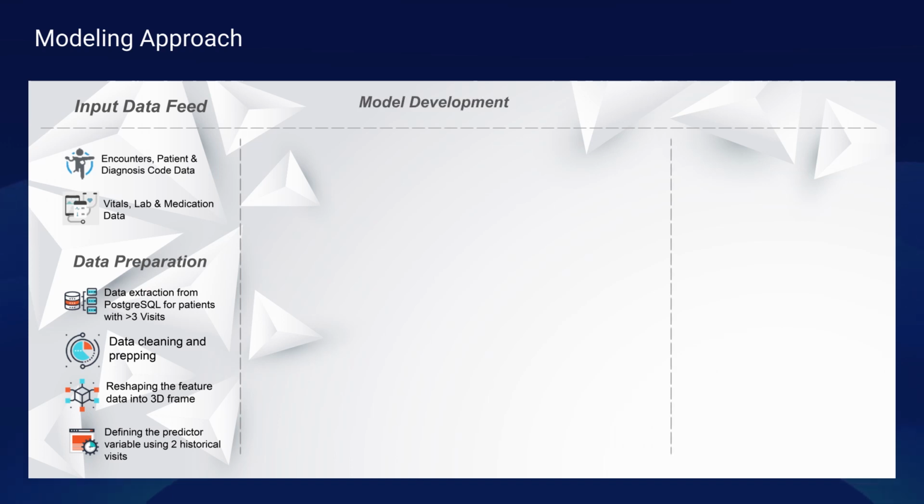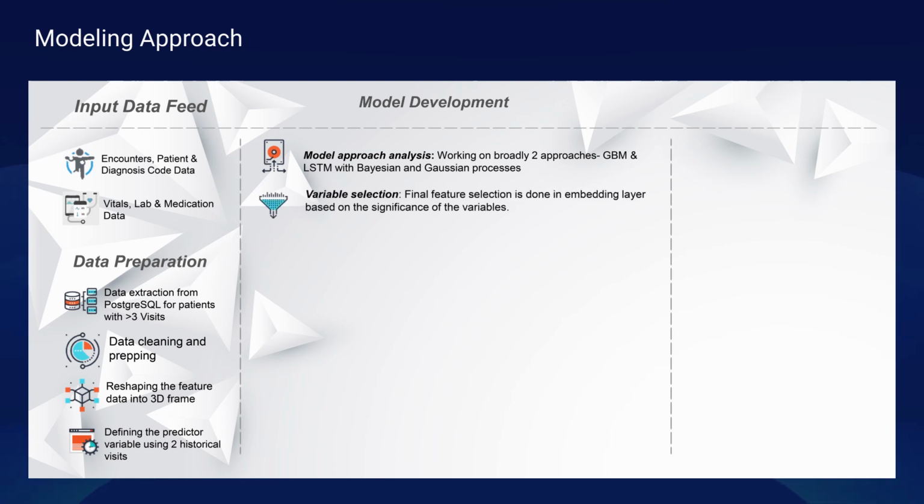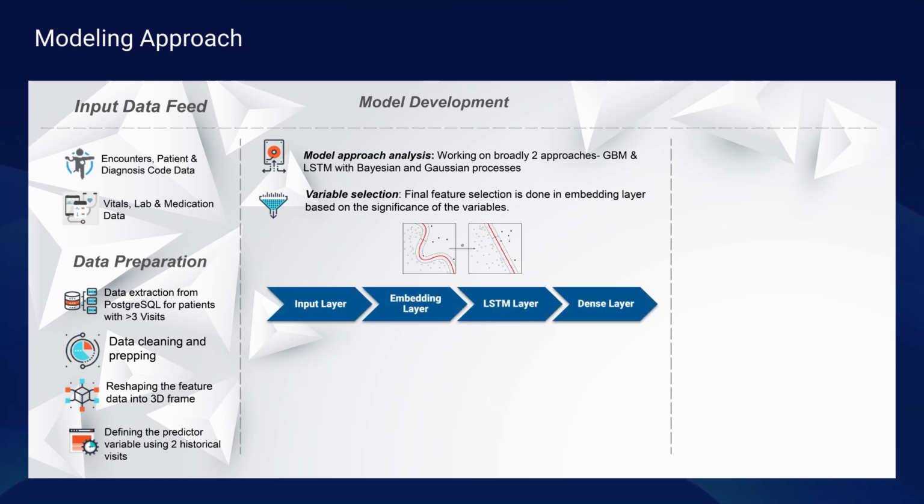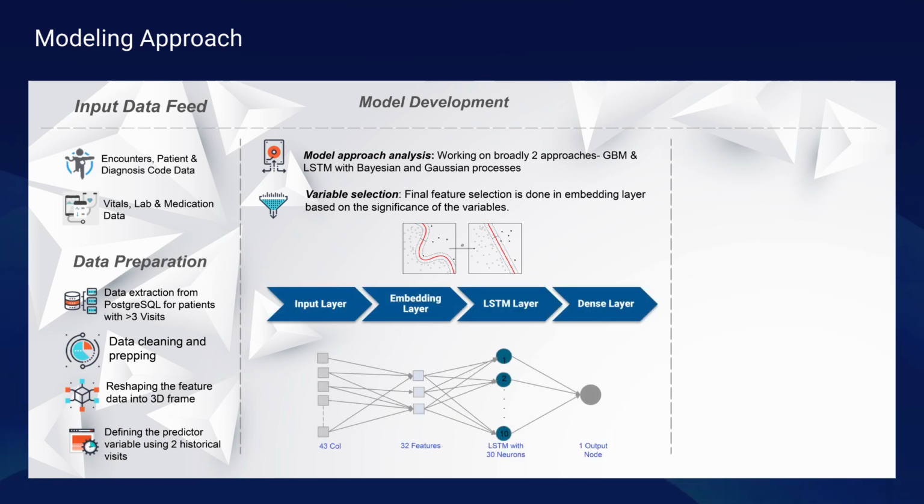Model approach analysis: we worked on broadly 2 approaches, GBM and LSTM, with Bayesian and Gaussian processes. The variable selection was done in the embedding layer based on the significance of the variables that were driving the predictor values for diabetes. Within the data itself at the input layer we had 43 variables, 32 of those were determined to be significant features, and from that we built an LSTM model with a 30 neuron step. 80% of the data was used for building the model, and 20% was held for prediction validation.